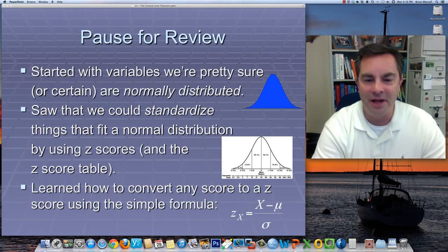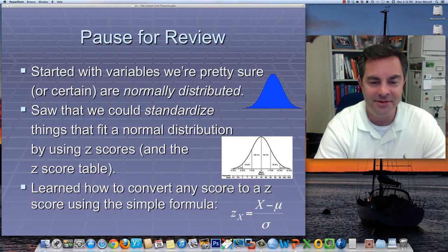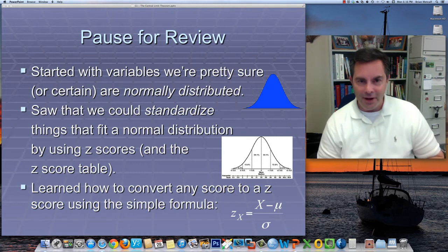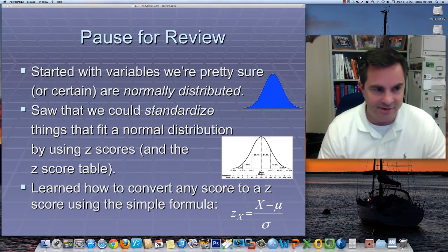So there's one example for how to go backward. All right, so let's pause for a big grand review here of what we've covered in recent things here.